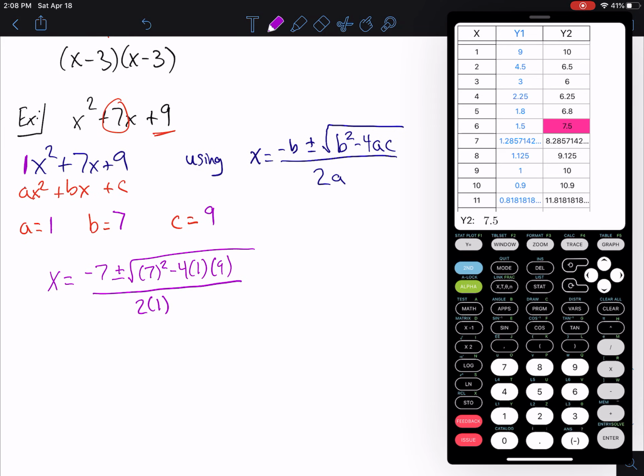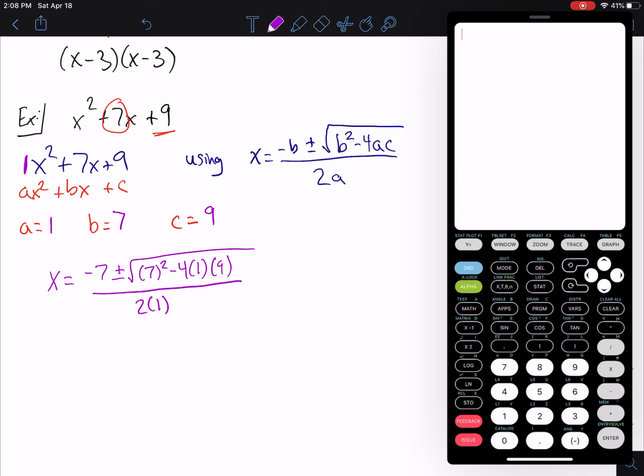Now, when I simplify this, there's a specific order I need to simplify in. I start by simplifying what is under the radical. What do I mean by that? You're going to use your calculator and you're going to type exactly as you see it what is under the radical, without plugging in the radical sign. Okay, so I'm going to plug in 7 squared minus 4 times 1 times 9.